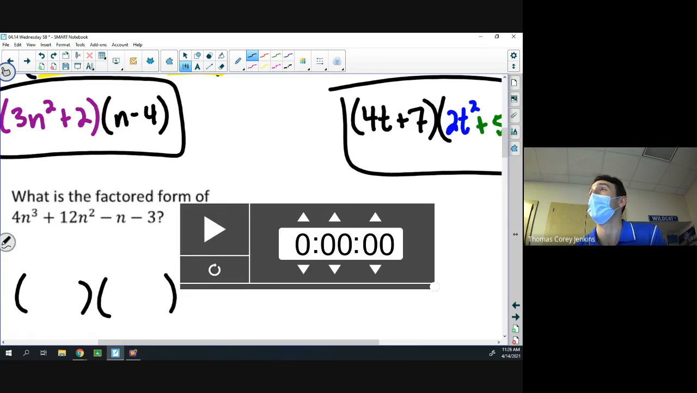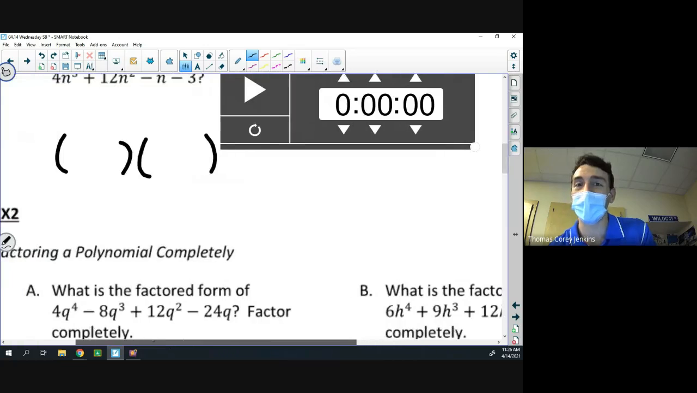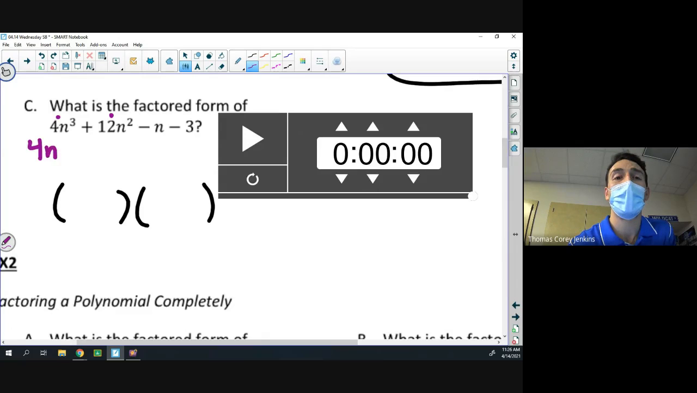No. Does anybody have anything different? Final answer. What I would box in. Nobody even wants to catch a touchdown? Oh my goodness. I guess I'll work it out. All right. So what you take out of the first two is a 4n squared.